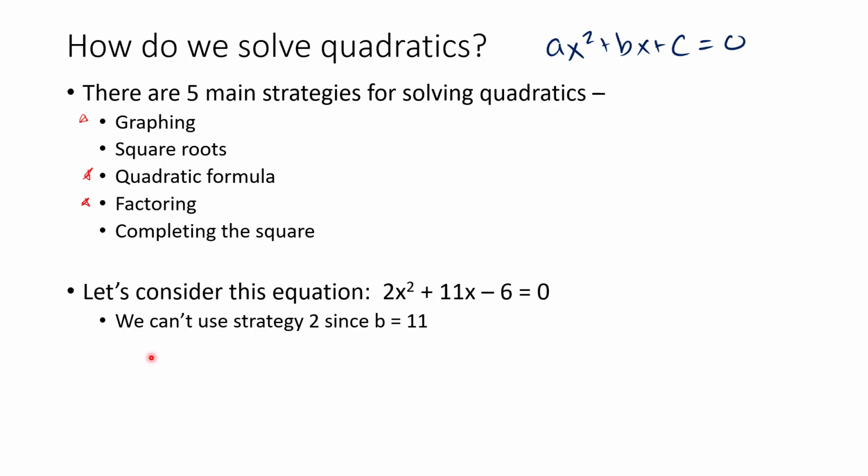Right off the bat, we can't use strategy 2 since b is equal to 11. For that square root strategy, b has to be equal to 0. If you've got anything else in there for your b value, then you cannot use square roots. So that's going to leave us without that strategy on the table.